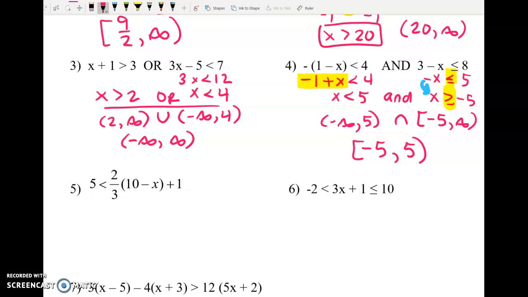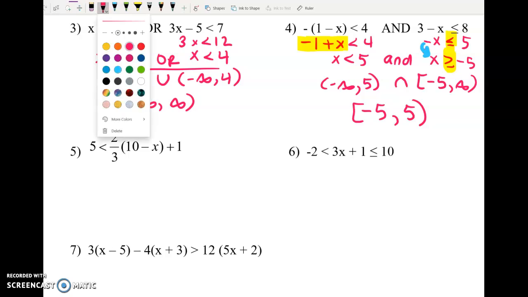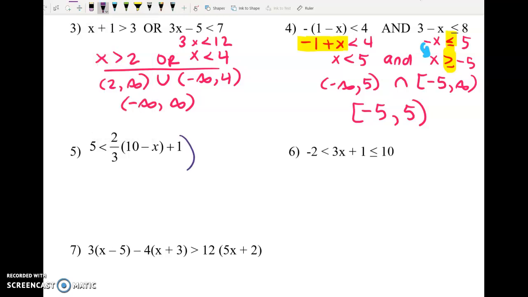All right, number 5. How do we get rid of that 2/3? How do we get rid of that 3 on the bottom? If you multiply the whole equation by 3, you are correct. Let's change this color here. Okay. Multiply the whole thing by 3.